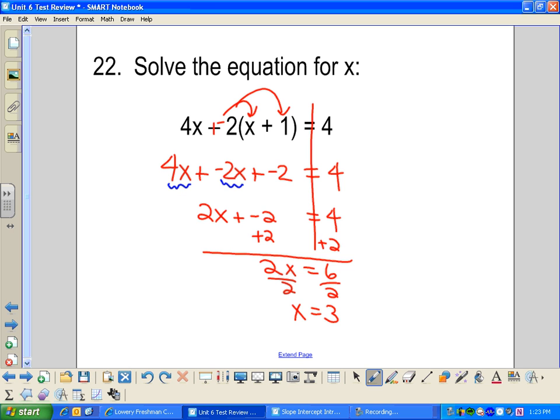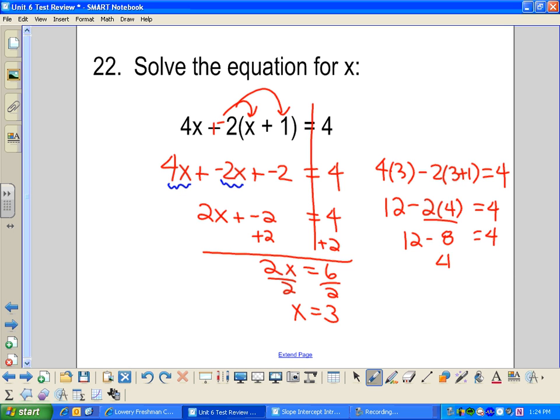Let me check that and make sure that that's right. 4 times 3 minus 2 times 3 plus 1 should give me 4. I'm just plugging the value of 3 in for x. So that gives me 12 minus 2 times 4 should give me 4. I'm going to multiply first. 12 minus 8 should give me 4. 4 equals 4. Checks out. My answer, x equals 3.